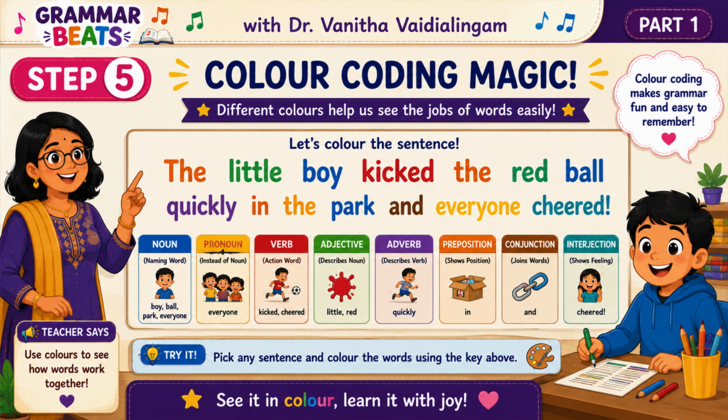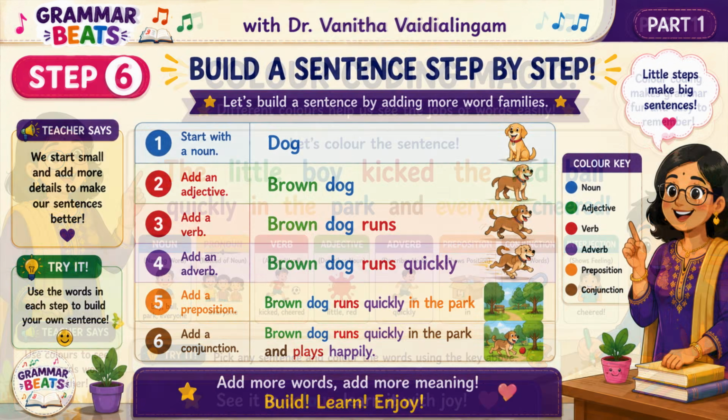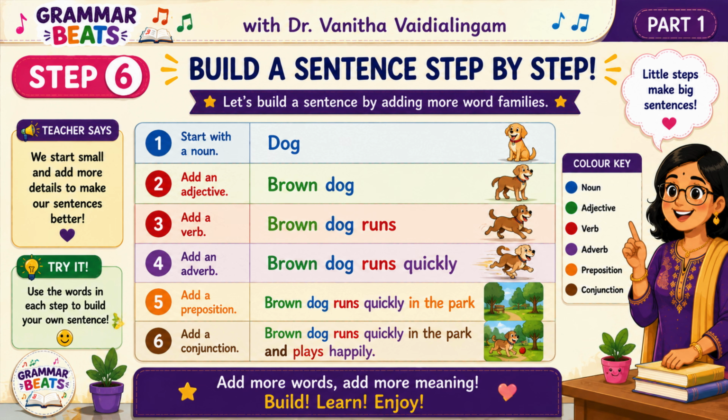Color coding magic. Different colors help us see the jobs of words easily. Let's build a sentence by adding more word families. We start with a noun, dog. Now we add an adjective that describes that noun, brown. The brown dog now has to perform some action, so it runs. How does it run? We describe the verb with an adverb, quickly. Now we have a sentence. The brown dog runs quickly.